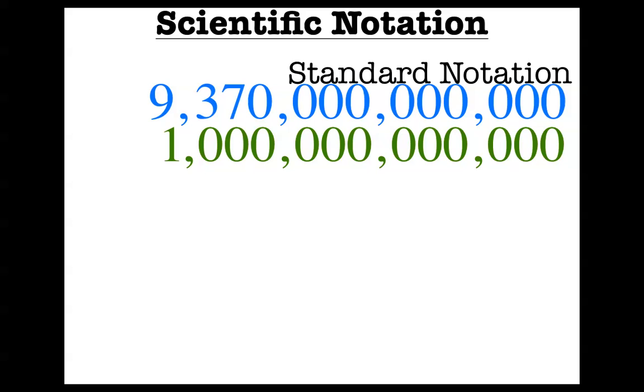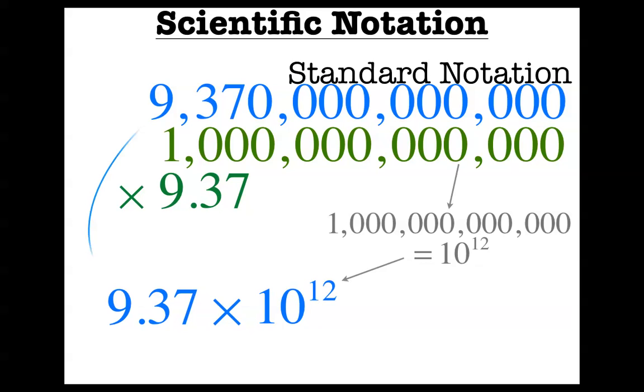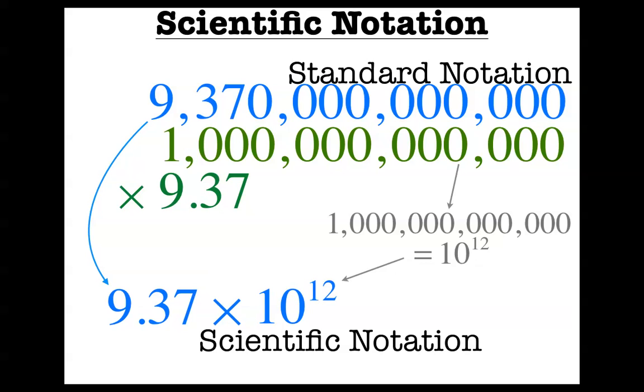And there's 1 trillion, but really the number in blue is 1 trillion times 9.37. So if 1 trillion has 12 zeros, that means it's 10 to the 12th power. And if 9,370,000,000,000 is 9.37 times 1 billion, then we could write it as 9.37 times 10 to the 12th. And that's a nice, compact, abbreviated way of writing this big, huge number in scientific notation.